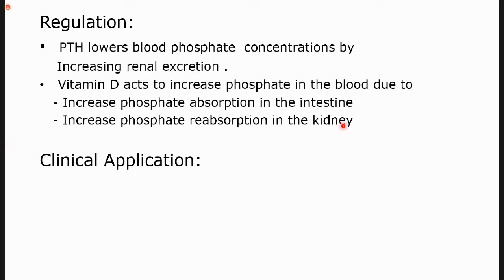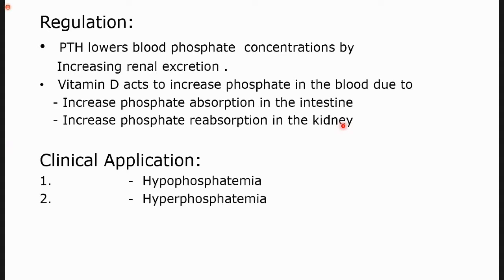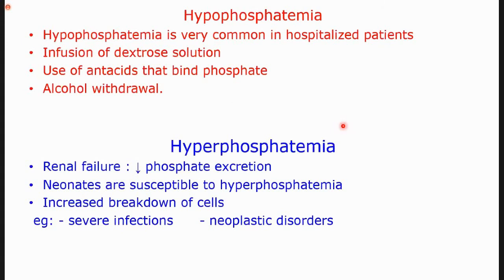It can have two severities: hypophosphatemia or hyperphosphatemia, that is, low plasma phosphate concentration and increased plasma phosphate concentration. Hypophosphatemia is very common in hospitalized patients because infusion of dextrose solution can lead to hypophosphatemia. Use of antacids that bind to phosphates can lead to hypophosphatemia, and alcohol withdrawal also leads to hypophosphatemia.